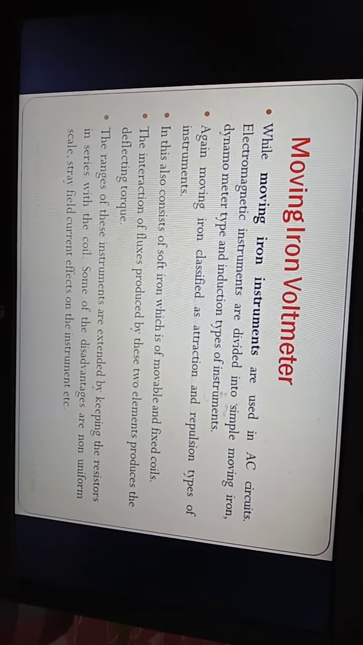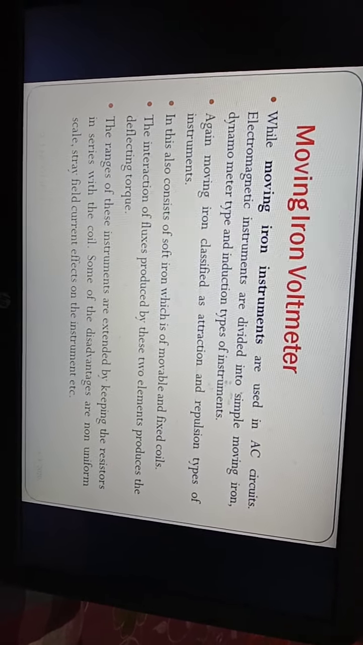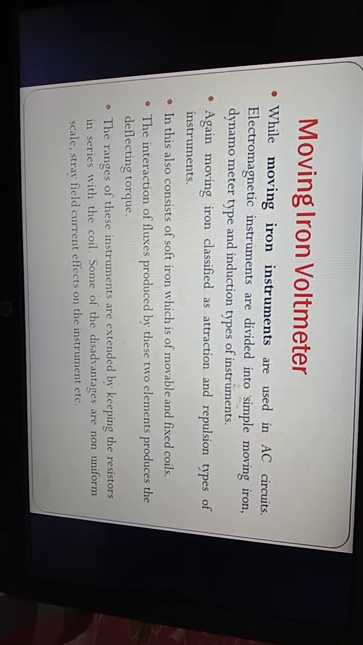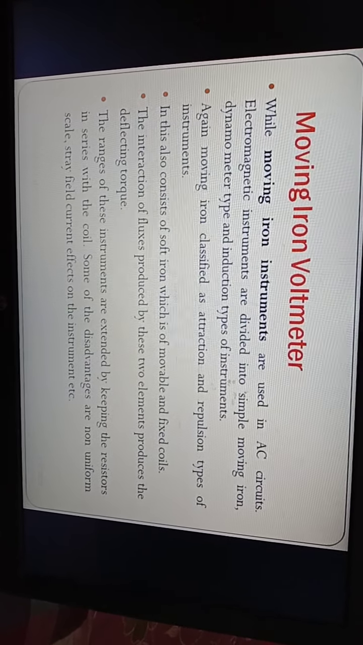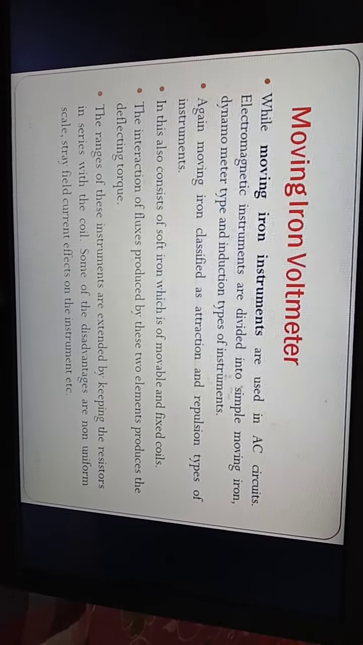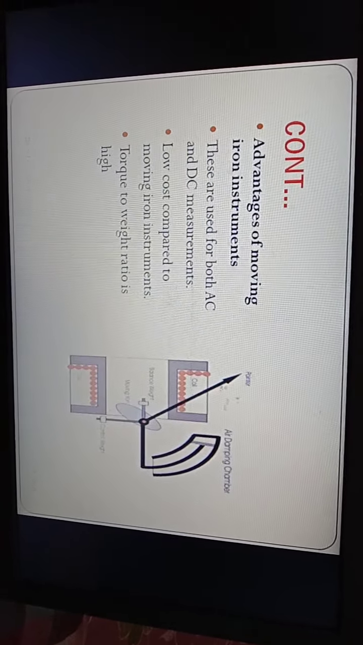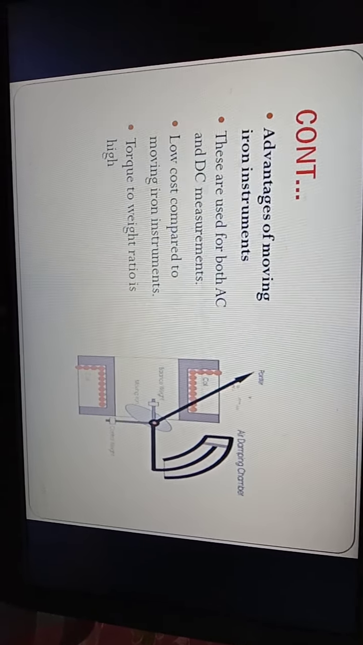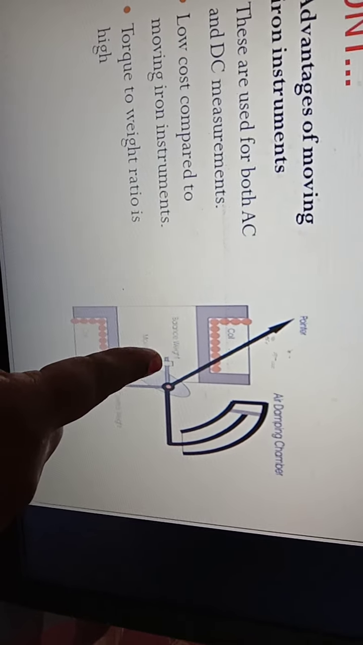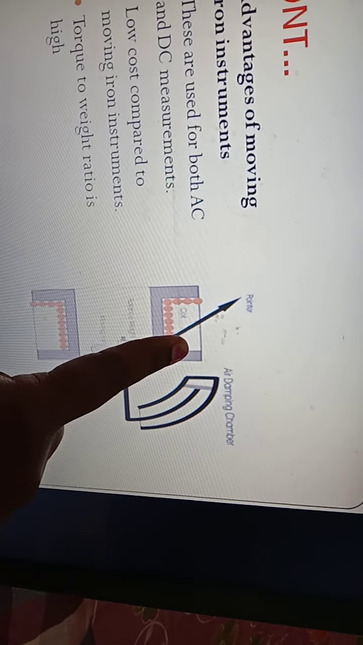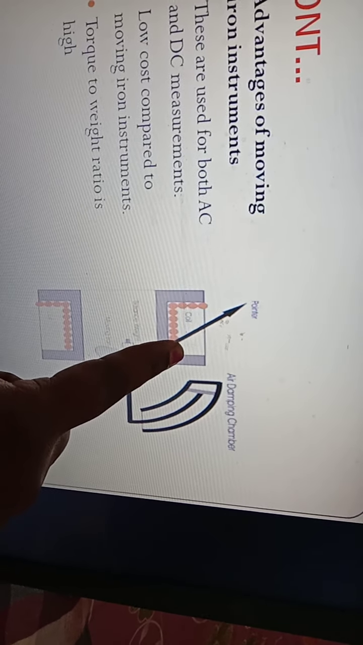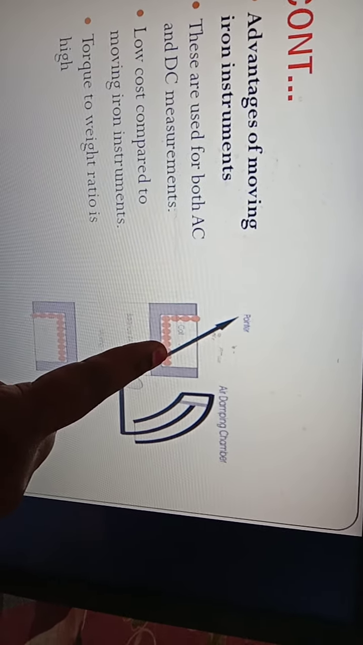In a moving iron voltmeter, we can measure both AC voltage and DC voltage. The interaction between the fluxes produced by the two elements produces the deflecting torque. So this is the moving iron instrument. Already we have seen the moving iron instrument. This is an electromagnet. So when a current flows through the coil, it will give the supply.